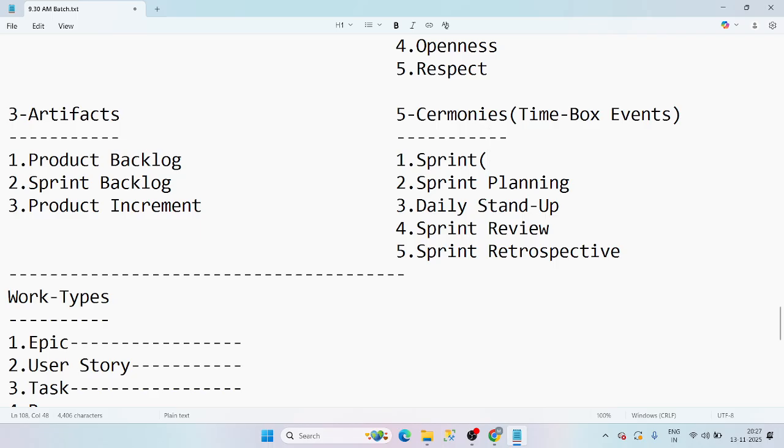Okay, so how can we define a sprint? The length of the sprint. Yes, basically we are not defining it, guys. As a developer or as a Scrum Master, we are not defining the sprint length.